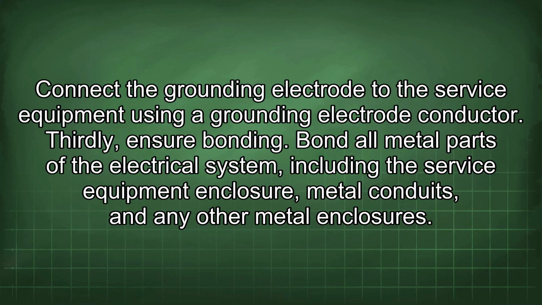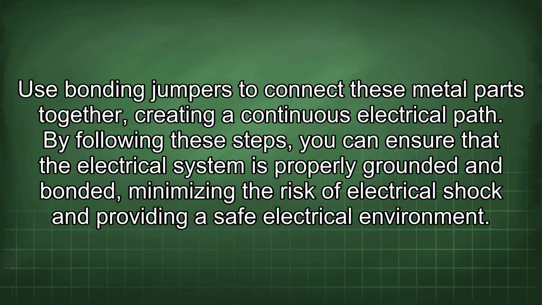Thirdly, ensure bonding. Bond all metal parts of the electrical system, including the service equipment enclosure, metal conduits, and any other metal enclosures. Use bonding jumpers to connect these metal parts together, creating a continuous electrical path. By following these steps, you can ensure that the electrical system is properly grounded and bonded, minimizing the risk of electrical shock and providing a safe electrical environment.